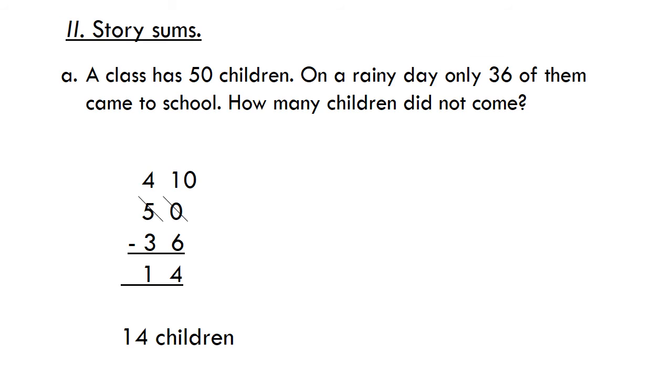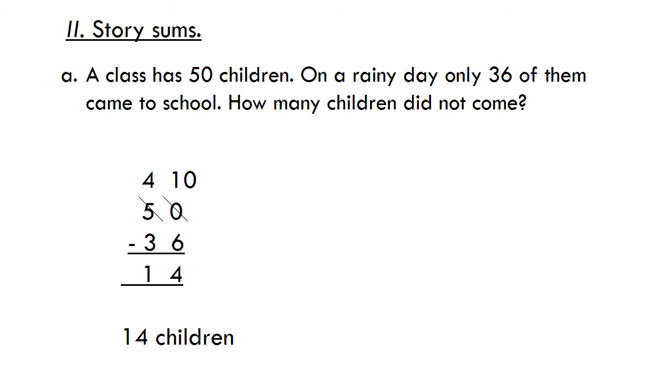Second question is story sums. To solve story sums, first we read the story. What information does it give? So here a class has 50 children. On a rainy day, only 36 of them came to school. How many children did not come?